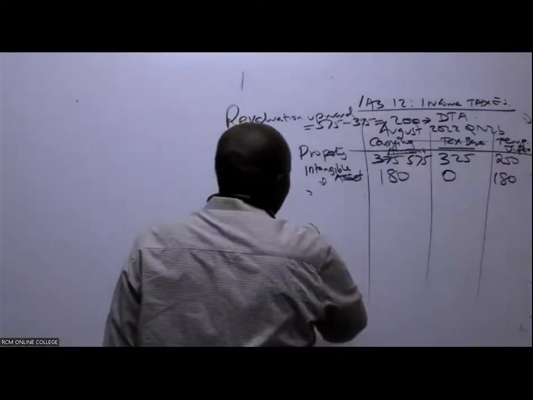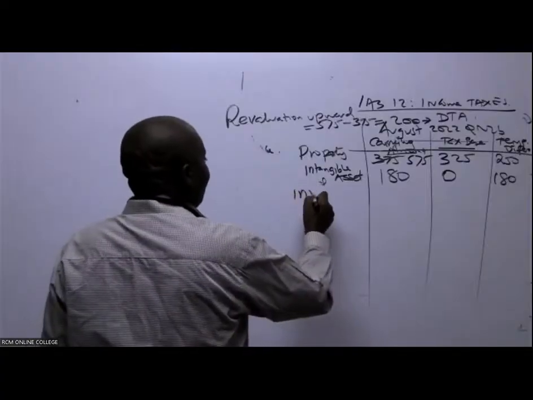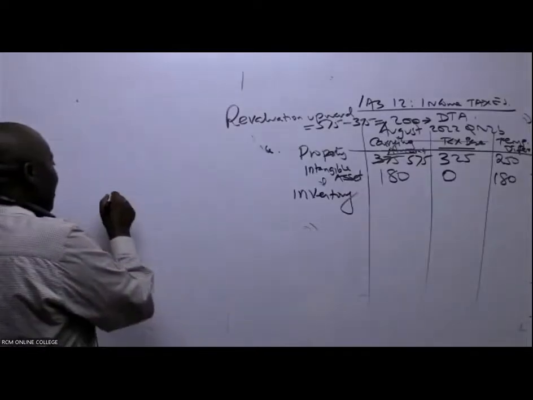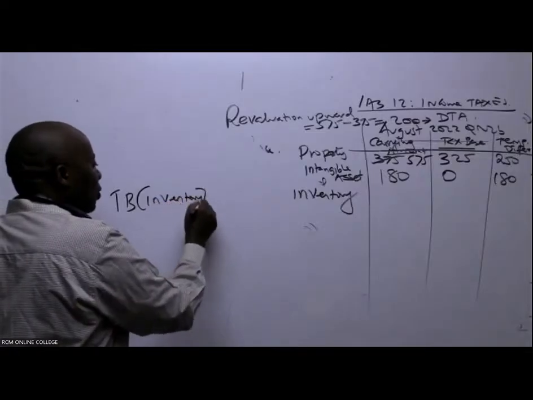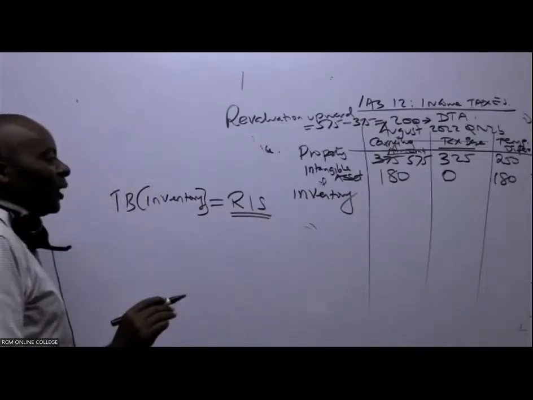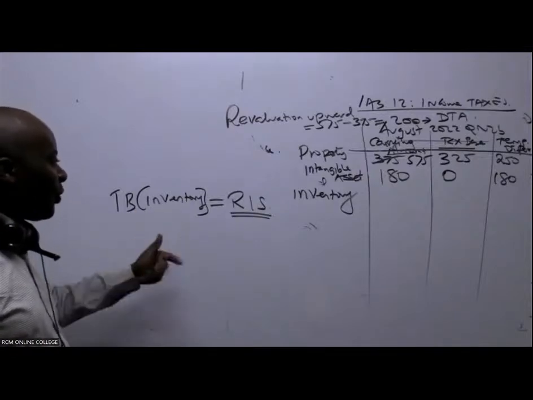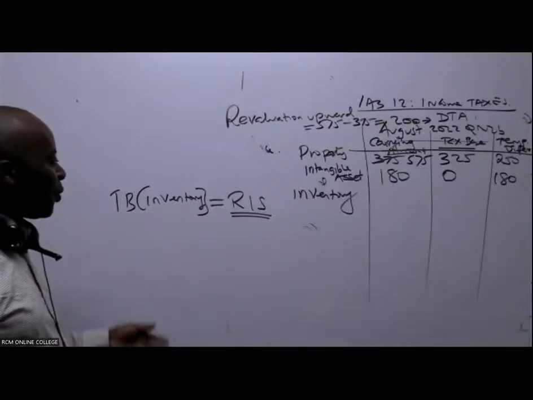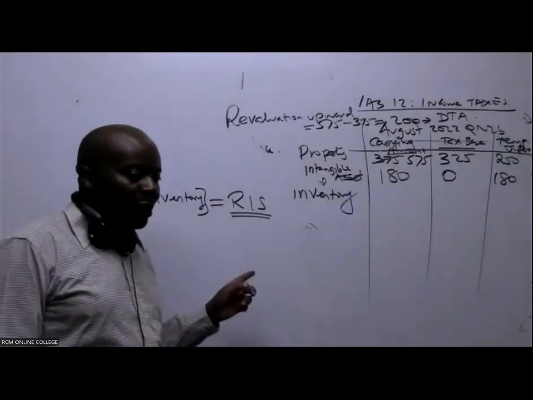So we have an item called inventory. Now remember, the tax base, in this case for inventory, will always be equal to the remaining intra-sales. That's how I master it myself. The tax base of this inventory sold in between, from one component in the group to another component, will always be equal to the remaining intra-sales.